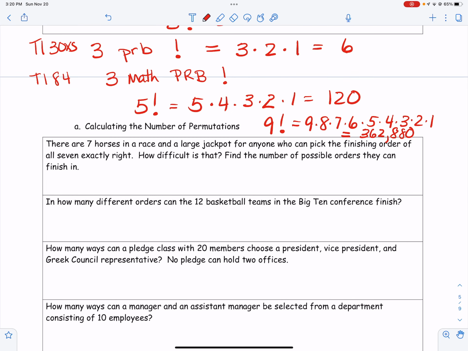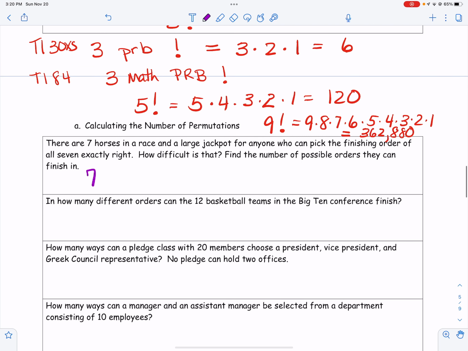And we use that exclamation point when we are trying to find a finishing order. So these next problems, 7 horses in a race, and we want to predict the finishing order of all 7, so first place all the way down to last place.